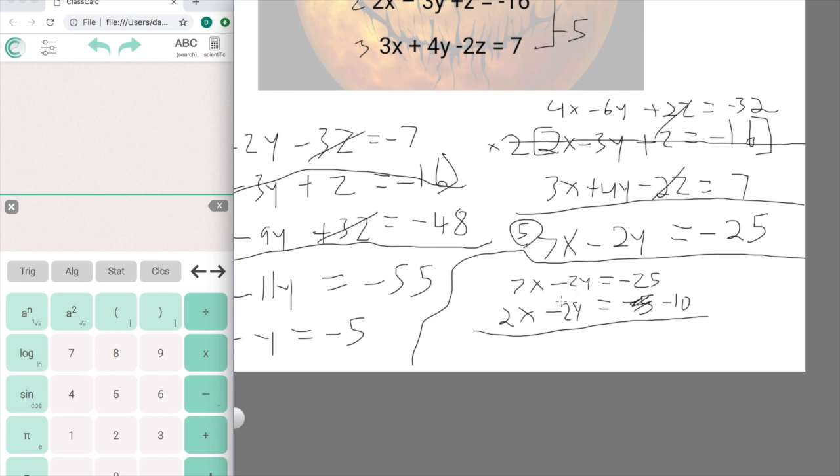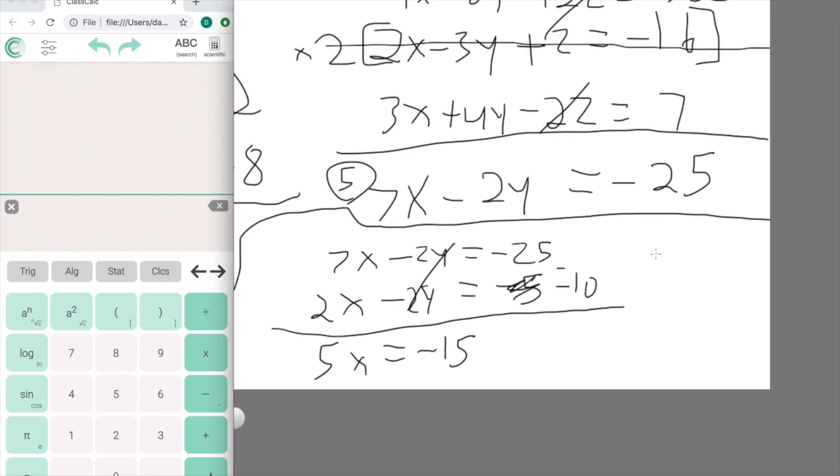Negative 2y minus negative 2y is going to be negative 2y plus 2y, which gives us 0. 7x minus 2x, we're going to have 5x equals negative 25 minus negative 10, so that's going to give us negative 15. We're going to zoom in even more to create space. That gives us x equals negative 3. Plugging that back into this one, we've got our x. Plugging it back into there, we get negative 21 minus 2y equals negative 25.